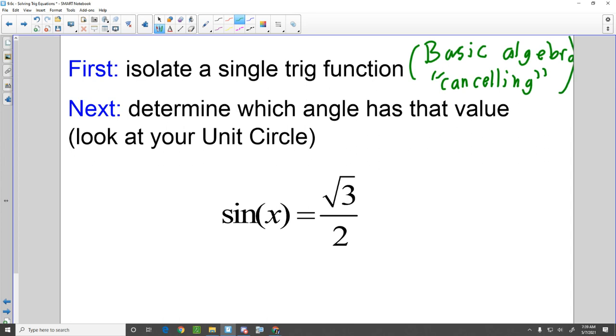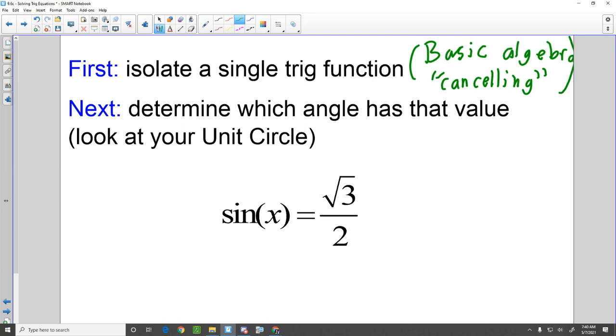All right, so first thing, just think basic algebra. Get the sine or the secant all by itself on one side of the equal sign. That's your first goal. Because you might have sine of x plus 1 equals 0. Well, your first step would be to get rid of that 1, move it to the other side so I only have the sine of x on one side of that equal sign. Right? That's your first thing that you want to do, your first focus, your first goal.